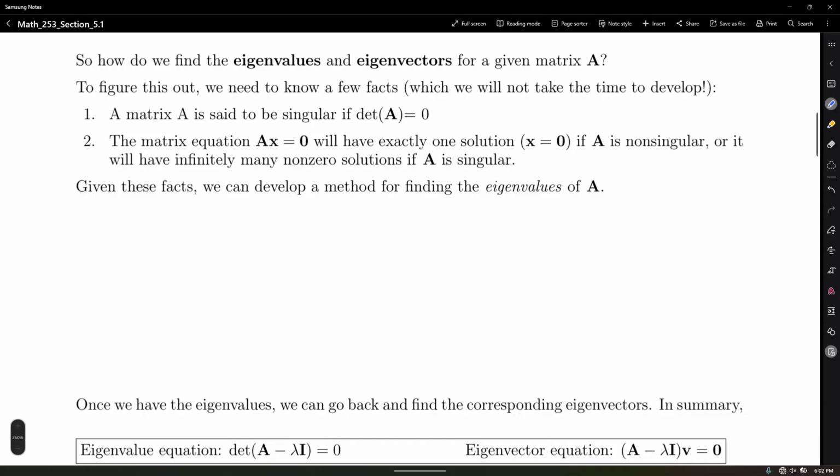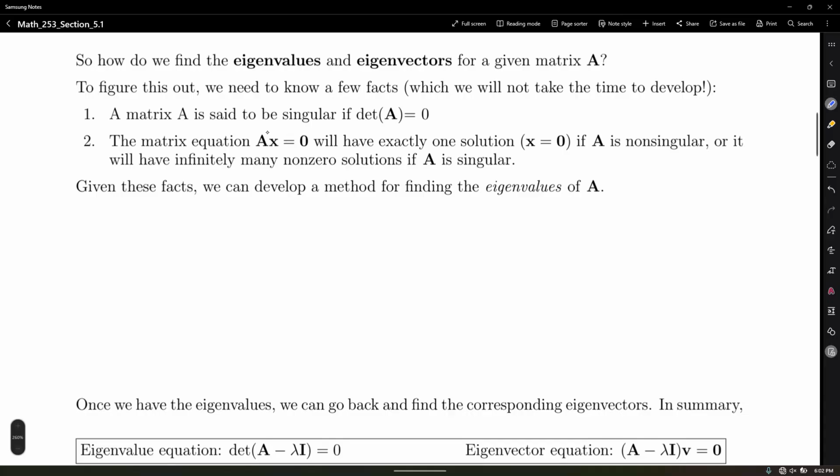Okay, so a matrix A is said to be singular if its determinant equals zero. Those of you who have taken linear algebra know it has to do with finding the inverse of a matrix. If its determinant is zero, then we cannot invert that matrix, we cannot find its inverse. That means it's singular.